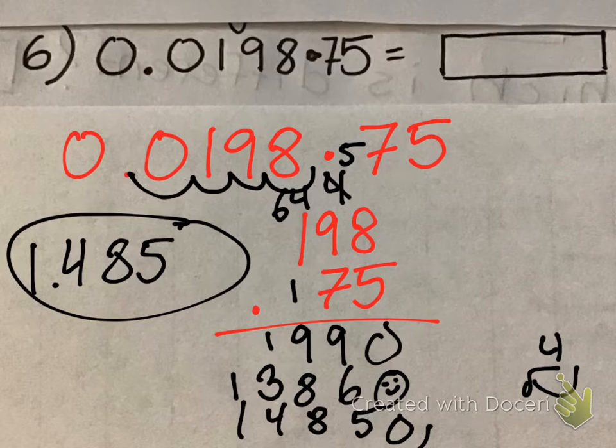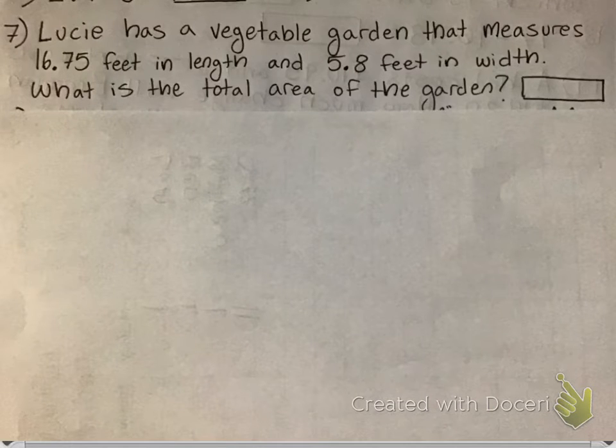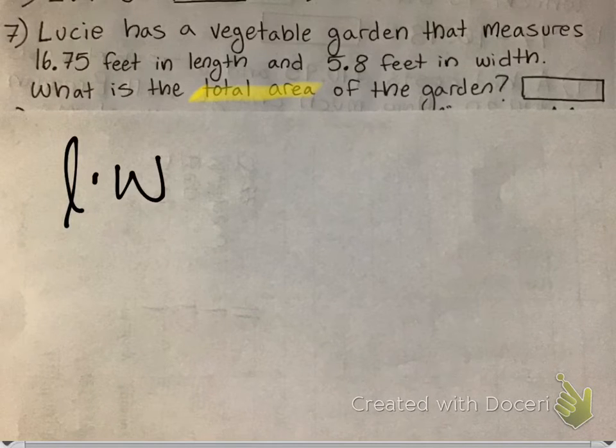I'll take it. Lucy has a vegetable garden that measures 16.75 feet in length and 5.8 feet in width. What is the total area of the garden? What is area when we are doing that? How do we find area? Who can tell me? Fernando? Yep, length times width. You will be doing that forever and always.